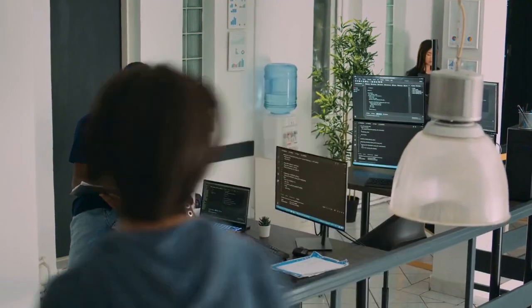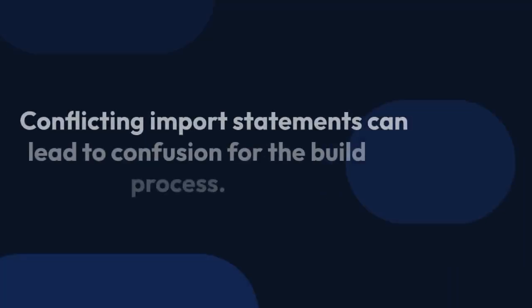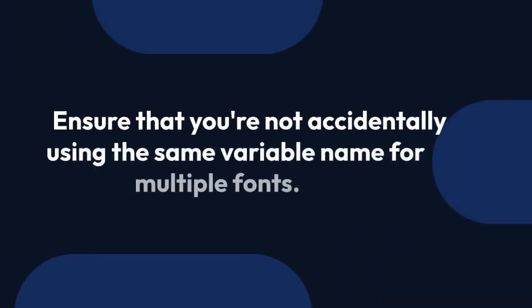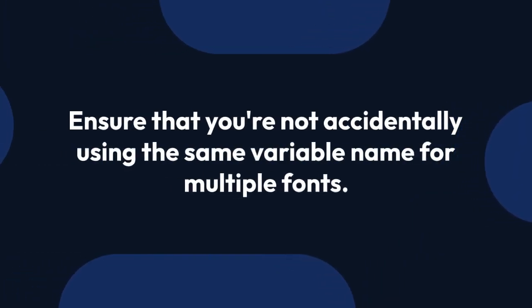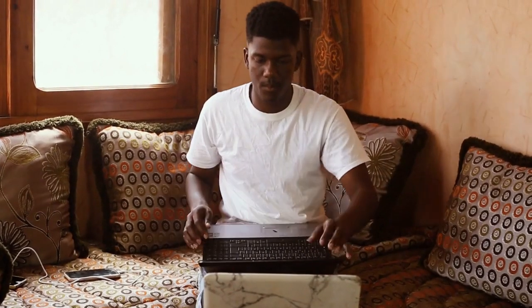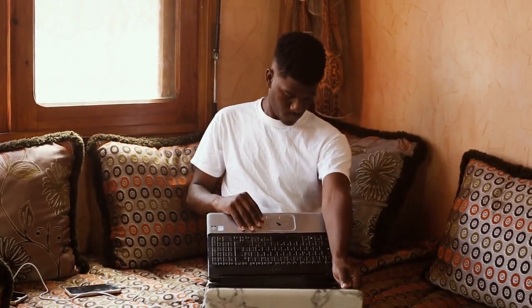2. Check for conflicting imports or naming issues. Do you have multiple imports of the same font or similarly named files? Conflicting import statements can lead to confusion for the build process. Also, ensure that you're not accidentally using the same variable name for multiple fonts. Resolve any conflicts by either removing duplicate imports or renaming your variables appropriately.